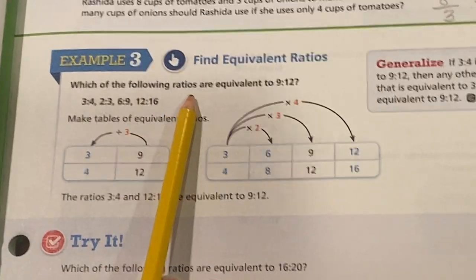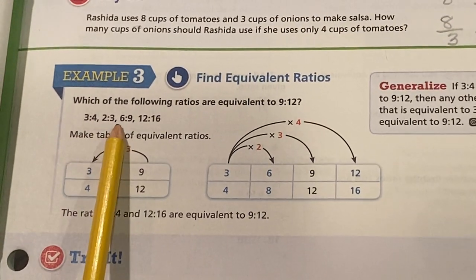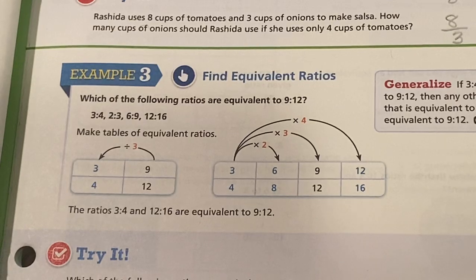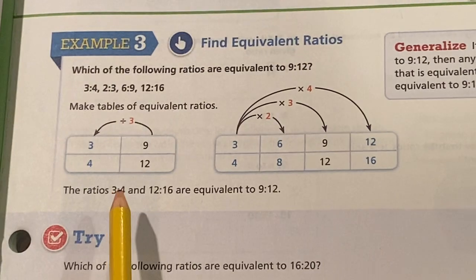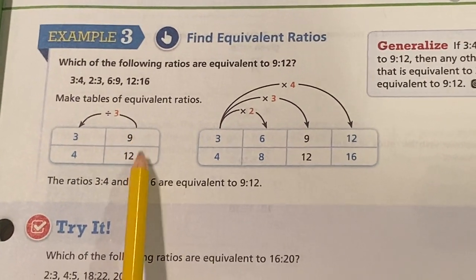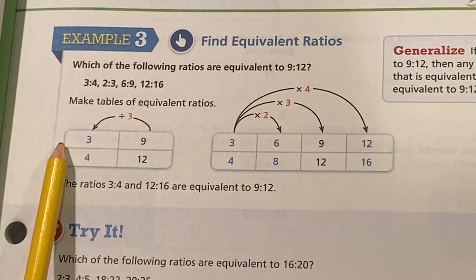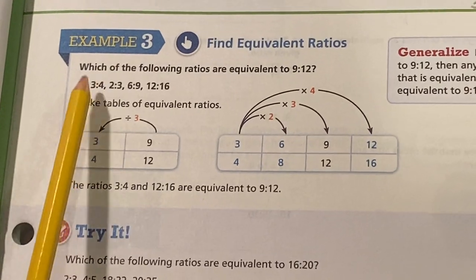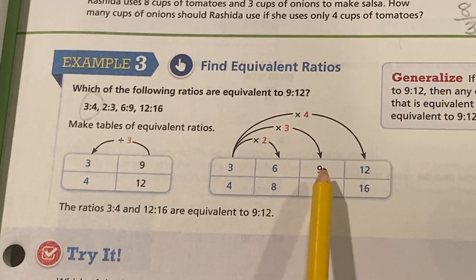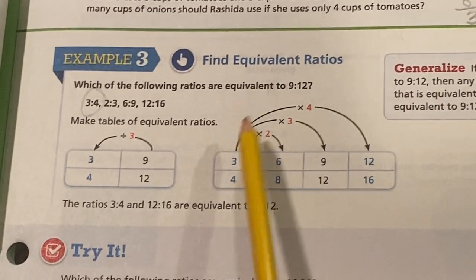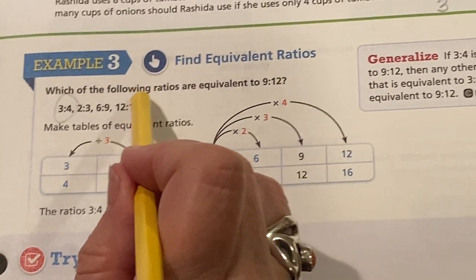Now let's look at example 3, finding equivalent ratios. Which of the following ratios are equivalent to 9 to 12? 3 to 4, 2 to 3, 6 to 9, 12 to 16. Let's make tables of equivalent ratios. Our original ratio is 9 to 12. If you divide both of those by 3, you get 3 to 4, or 3/4. So that one works. Let's see if any of the others work. If you multiply both by 4, you get 12 to 16. So that's also equivalent.